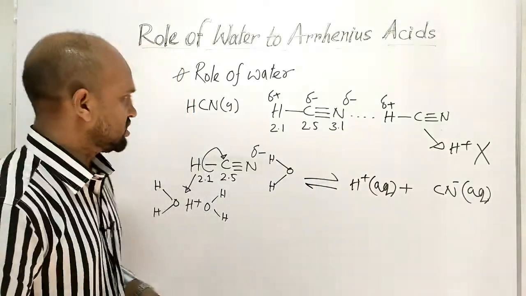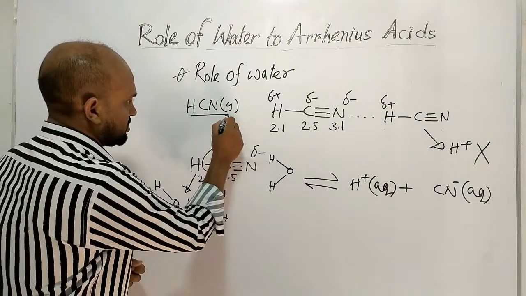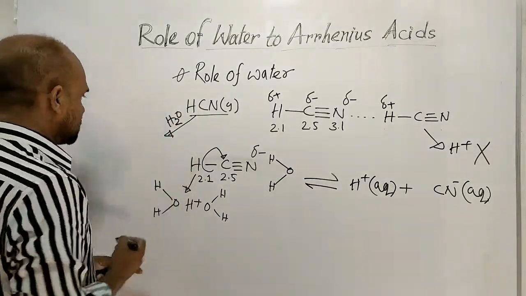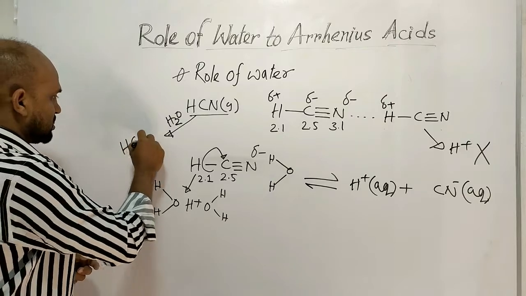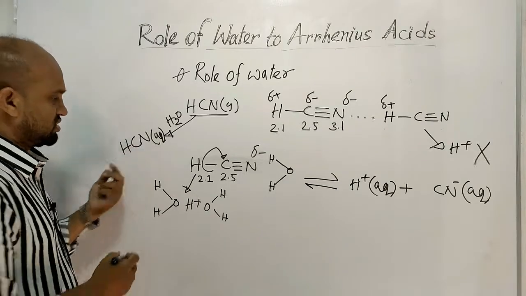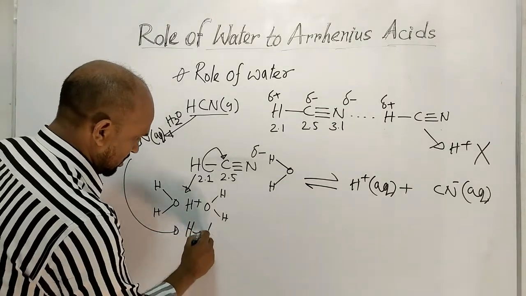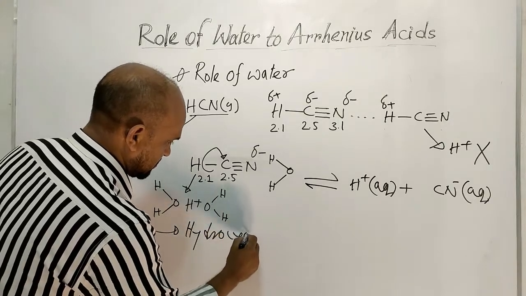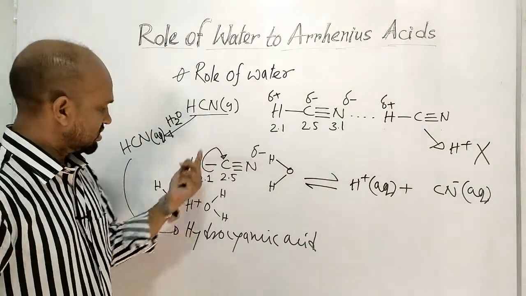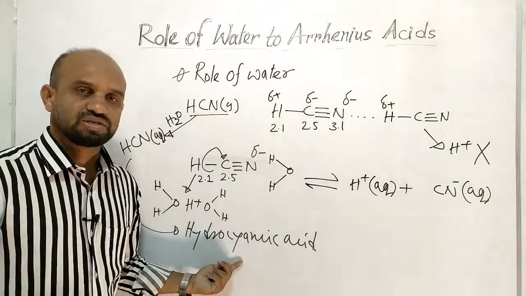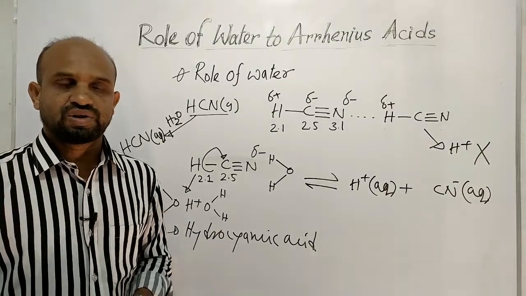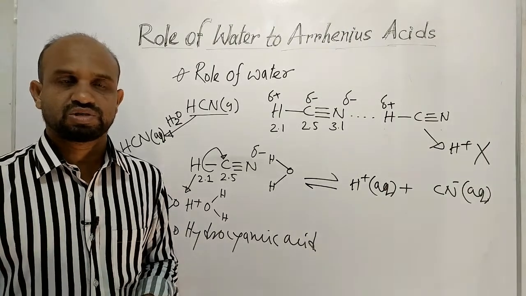One thing should be mentioned here, that is, this is hydrogen cyanide which is in gaseous state, but when it is dissolved in water, then the solution is symbolized by this. Now its name is hydrocyanic acid. So this is hydrogen cyanide, and when it is dissolved in water, then its name will be hydrocyanic acid. And finally, hydrogen cyanide is a kind of Arrhenius acid because it can produce protons in water.